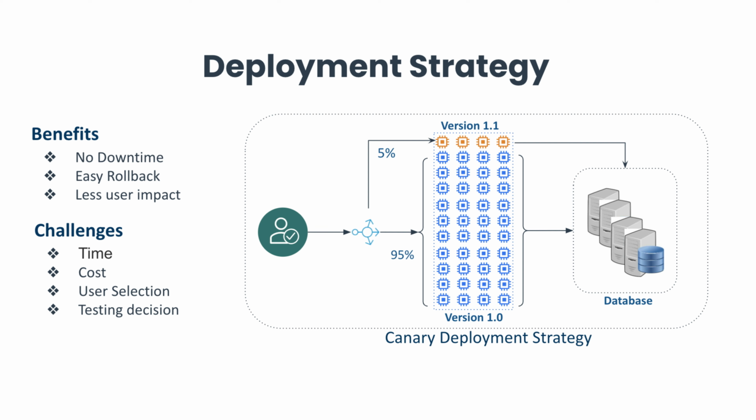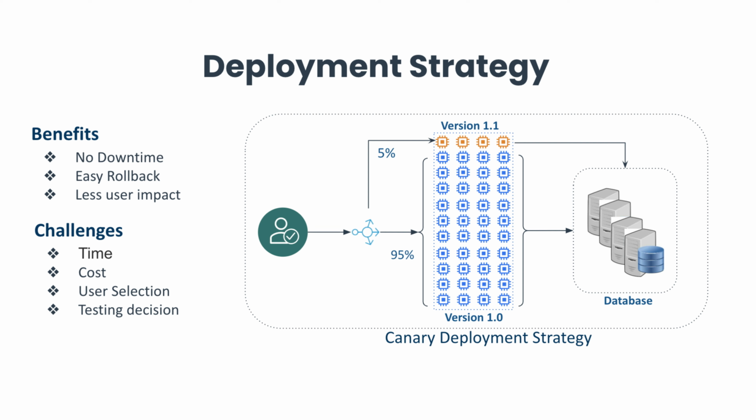Let's talk about some of the benefits of this strategy. Again, no downtime, easy rollback and less user impact. If something goes wrong, we can easily roll back to the previous version. Since we are only sending traffic to a certain percentage of users, in case of rollback, a very small percent of users would be affected.